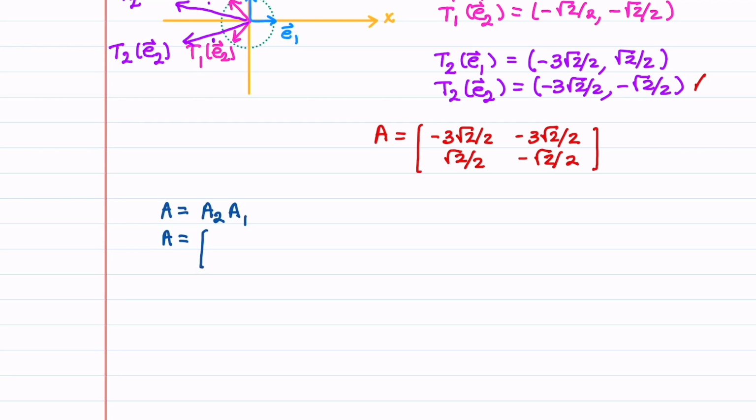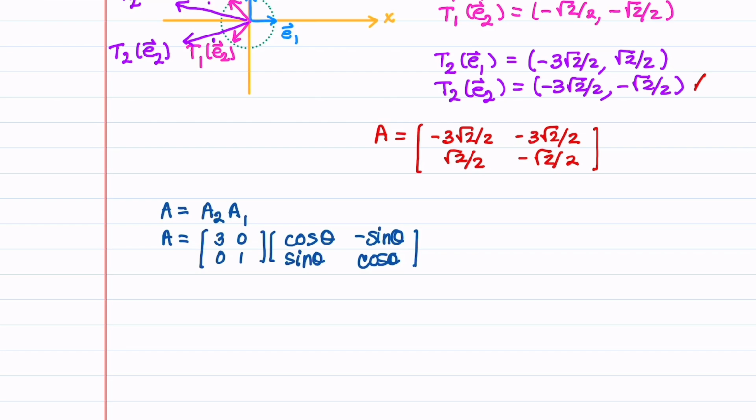So let's think about this. A2 is the standard matrix that stretches vectors horizontally by a factor of 3. So that matrix is 3, 0, 0, 1. And then our first matrix is the matrix that rotates points counterclockwise. I'm not going to put in the angle to start, I'm just going to write it as theta. So this matrix is cosine theta, sine theta, minus sine theta, cosine theta.